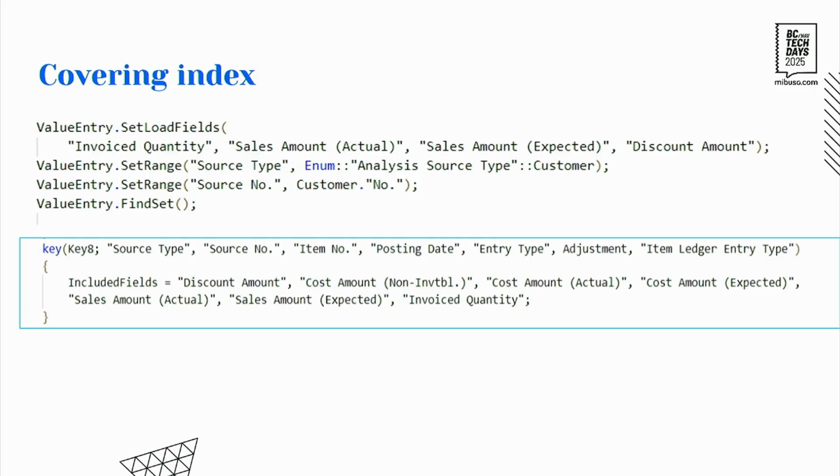I'm just picking a key from the value entry table itself. But for this specific example, I don't need basically anything else in the index besides source type and source number. And then I have the list of fields which I want to select, which will be in my select clause. These are invoice quantity, sales amount, discount amount, whatever. Those will be the fields that I can keep only in the leaf nodes of my non-clustered index. These will be included fields.